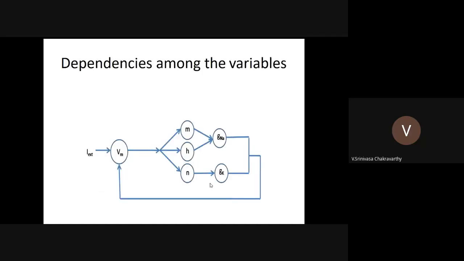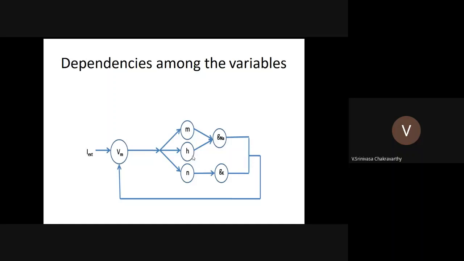So now if you just want to recap the dependence of various variables, right? So you have the membrane voltage, which controls the gating variables m, h, and n. Actually, membrane voltage controls the alpha beta functions, the 3 alpha functions and 3 beta functions, which in turn control m, h, and n, the gating variables.